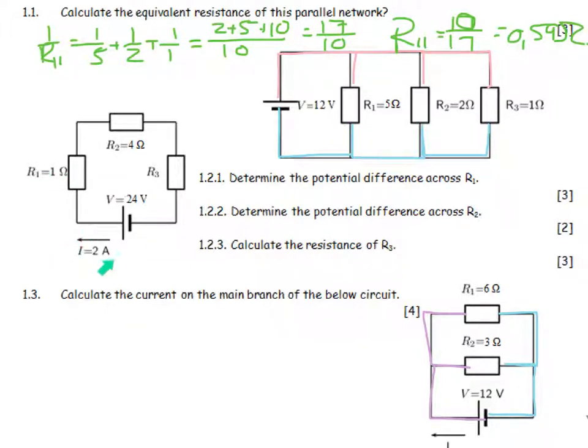Determine the potential difference across R1, so we're over here. We've got a series current, so it's fairly easy. V is equal to I times R. We've got a series current, which is 2, and your resistance of the 1 ohm resistor is 1, so you'll end up with 2 volts.